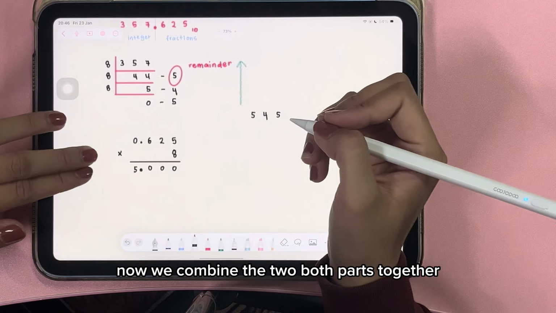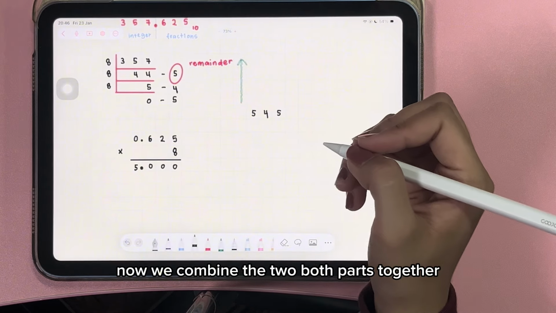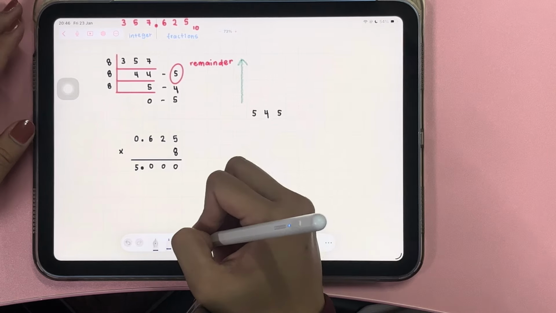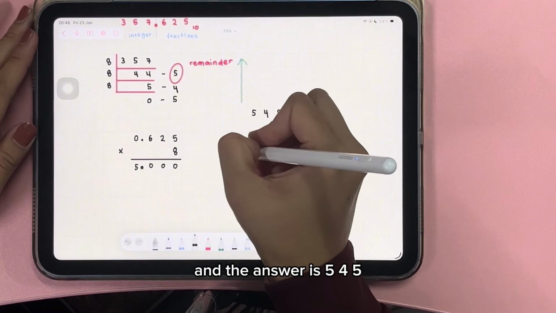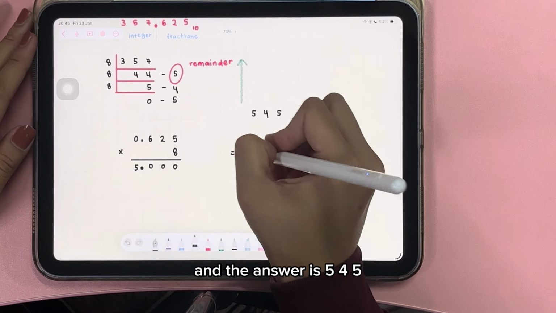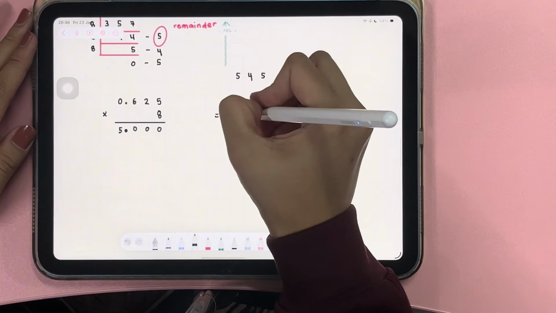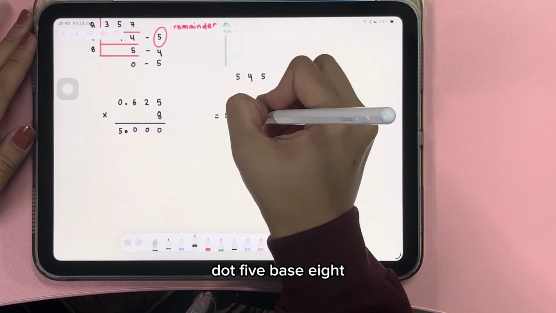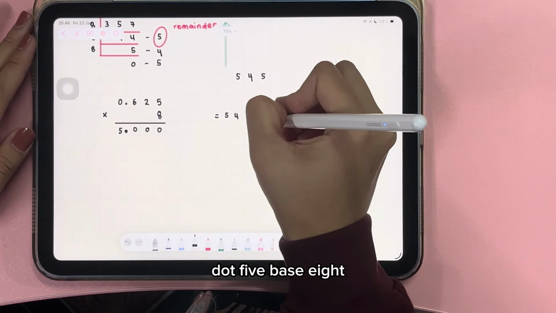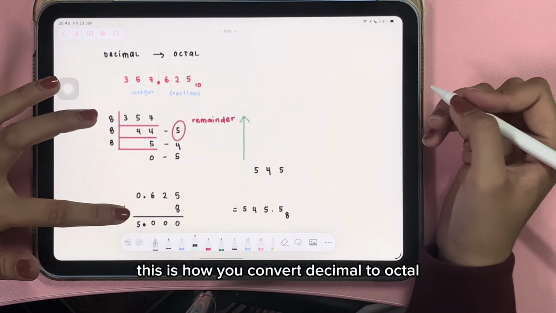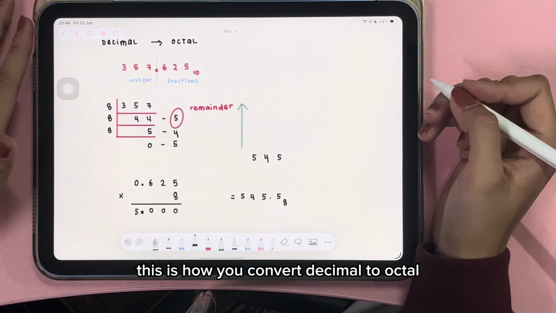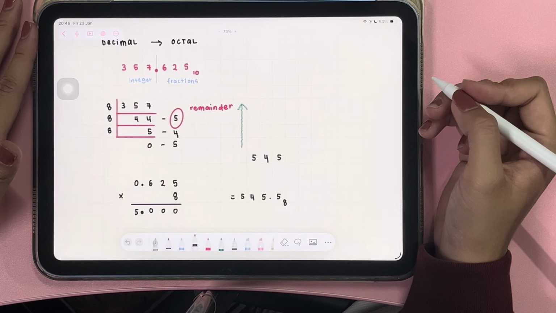Now, we combine both parts together. And the answer is 545.5 base 8. This is how you convert decimal to octal.